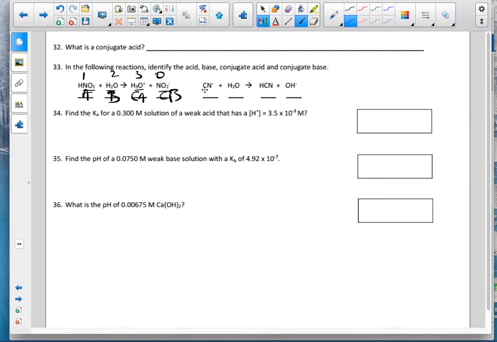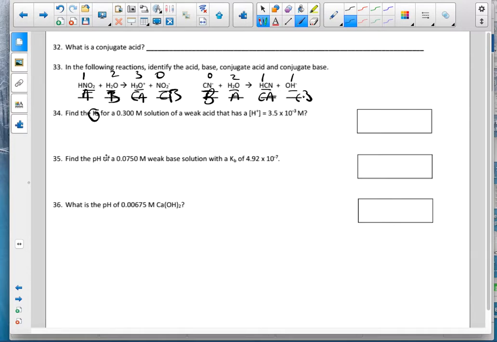Conjugate acid. If you look here, 0 H's, 2 H's, 1 H, 1 H. CN is here and here. It goes from 0 to 1. That makes that a base. That's a conjugate acid. This has 2 to 1. That makes that an acid and a conjugate base.